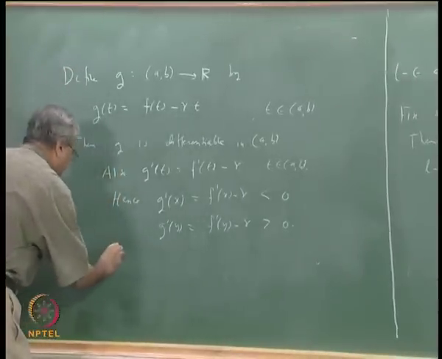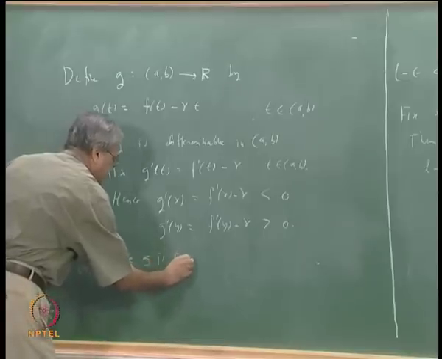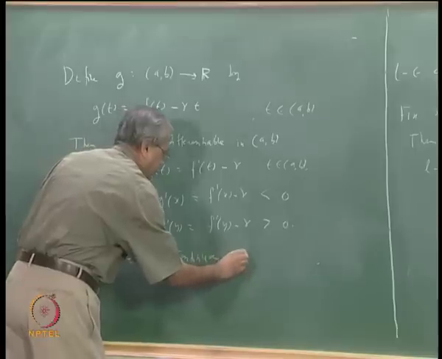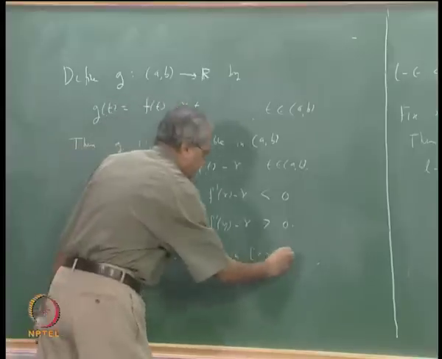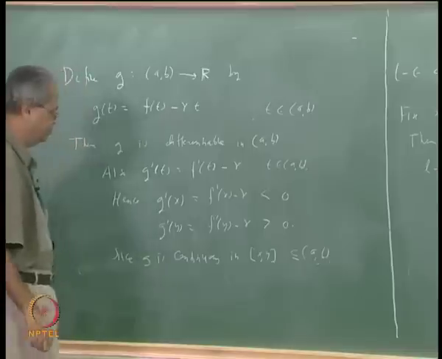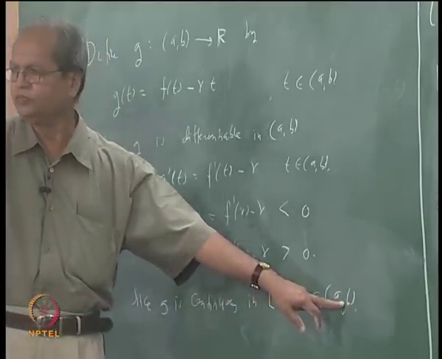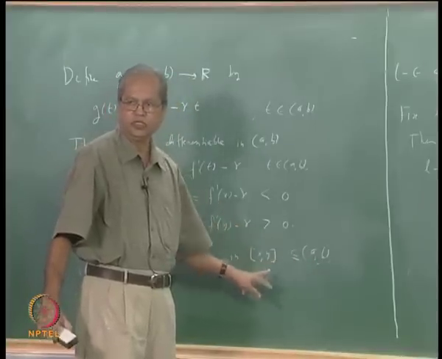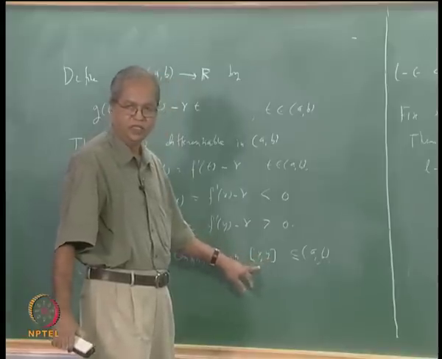This is clear, since G is continuous in xy, which is an interval contained in AB. This set AB is not compact, but this is. So when you look at G defined on this interval, it has a minimum.